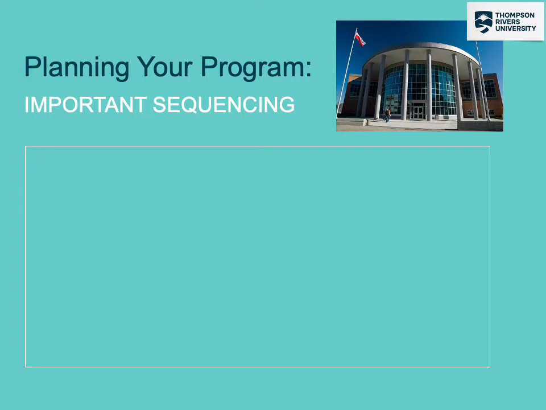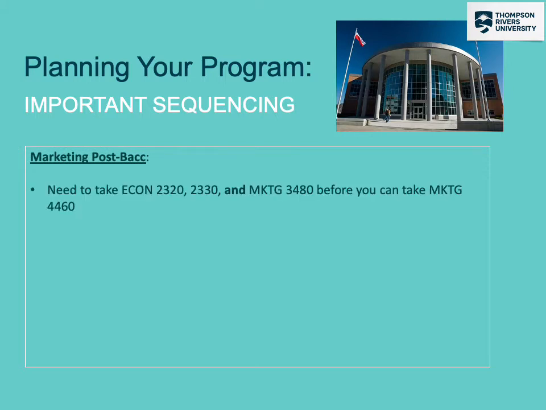When you're planning your program, please be aware of important sequencing. For example, in the Marketing Postbac program, you need to take Econ 2320 Stats 1 before you can take Stats 2. And you need to take Stats 2 before you can take Marketing 3480, and Marketing 3480 needs to be completed before Marketing 4460. So as you can see, there are 4 semesters here that you would need to plan accordingly in order to proceed through your program.